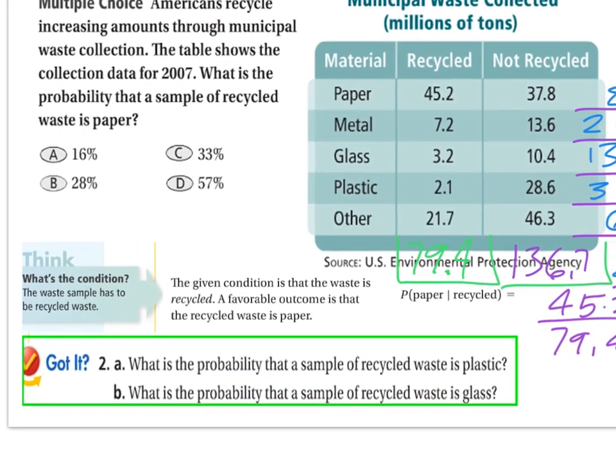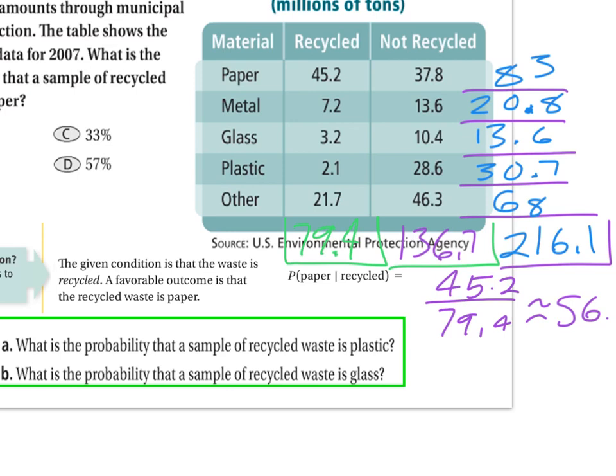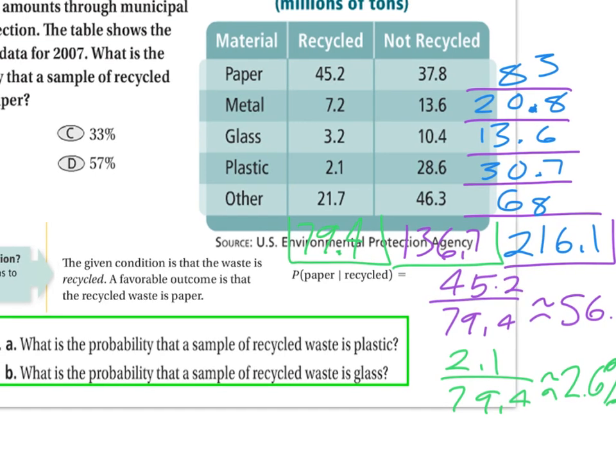Next question we'll take a look at. What is the probability that a sample of recycled waste is plastic? So again, we're still looking at recycled waste, so we'd have the same denominator, 79.4. The numerator, recycled plastic, would be 2.1. And so then we get our fraction, we can approximate that, and that turns out to be only about 2.6%. Then one final question for this data.